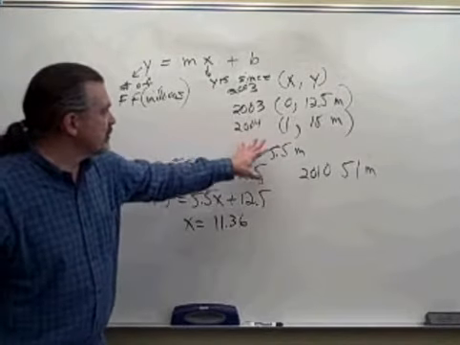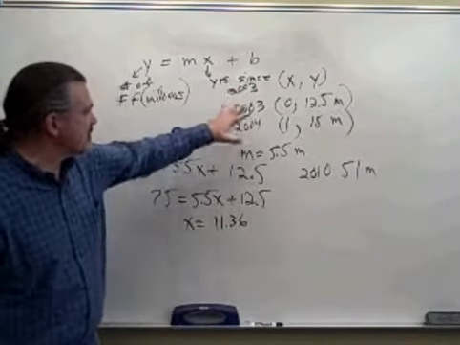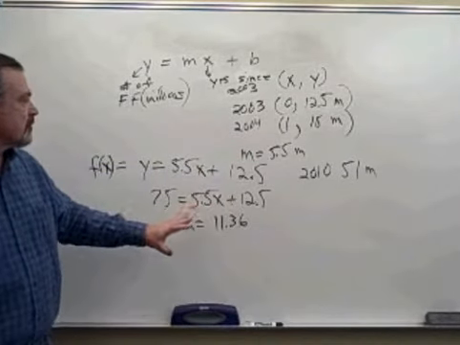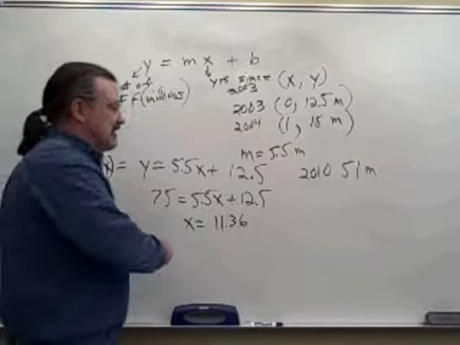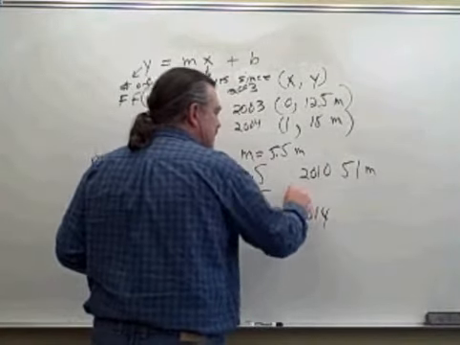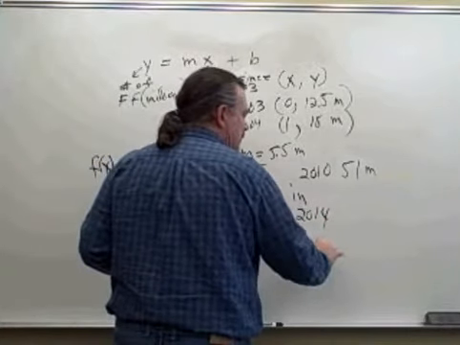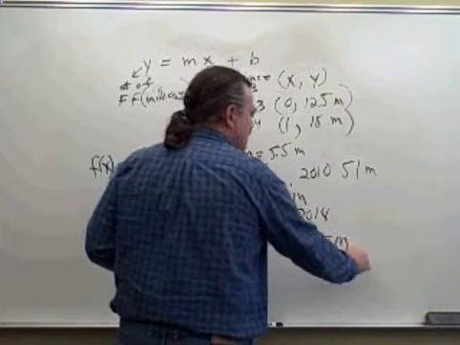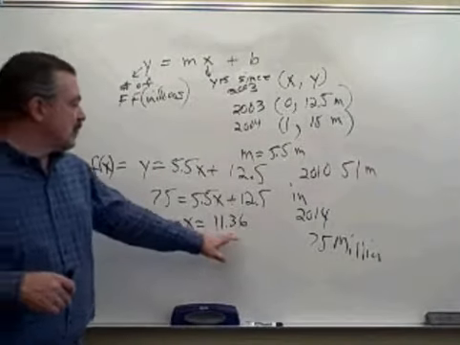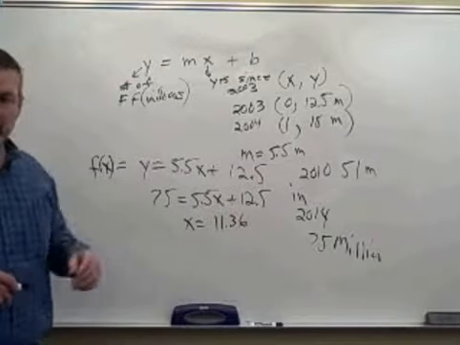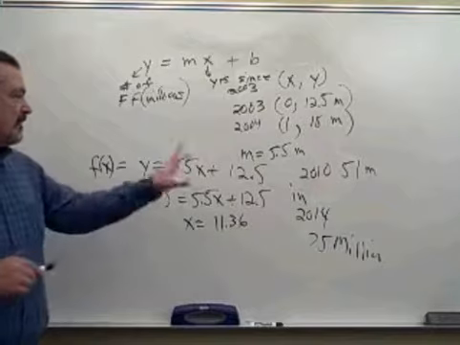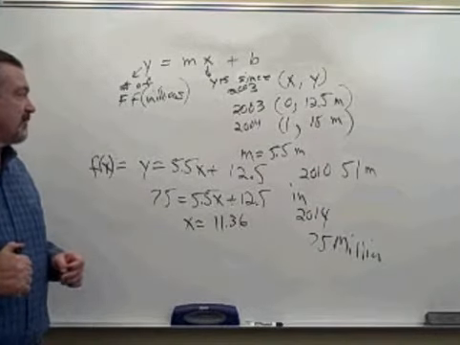And so that's years since, x represents years since 2003. 11 years since 2003 would put us into the year 2014. So sometime in 2014, we will get up to 75 million fly fishermen. Theoretically, approximately a third of the way through the year 2014, we'd be up to 75 million fly fishermen.